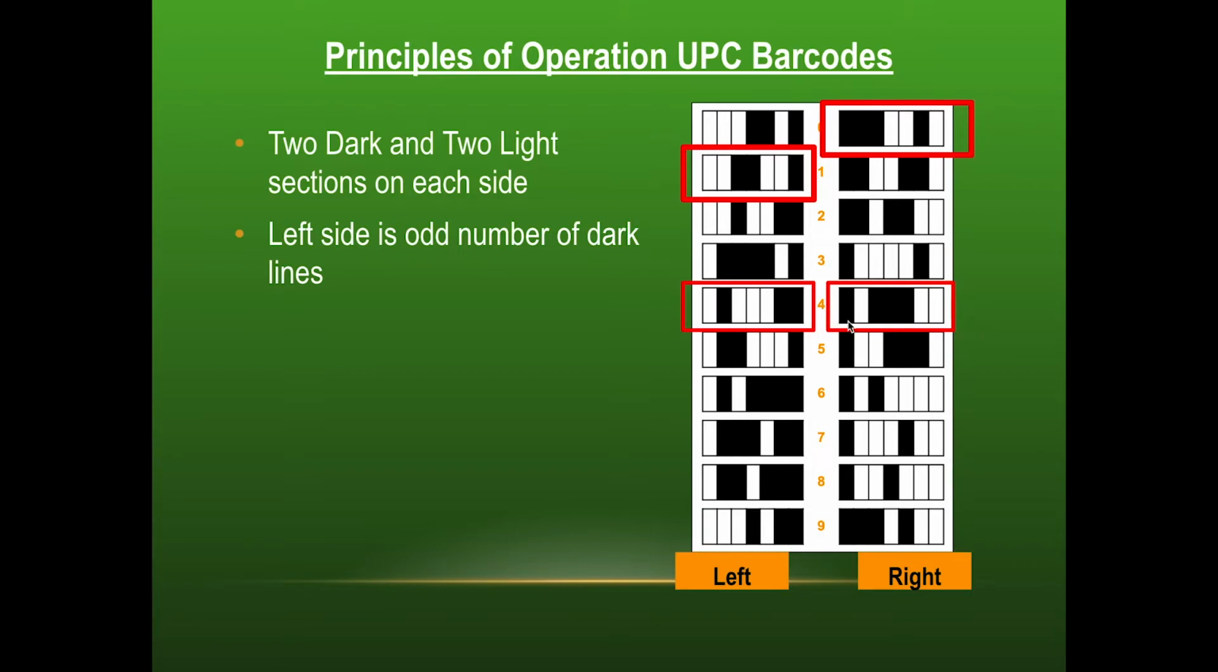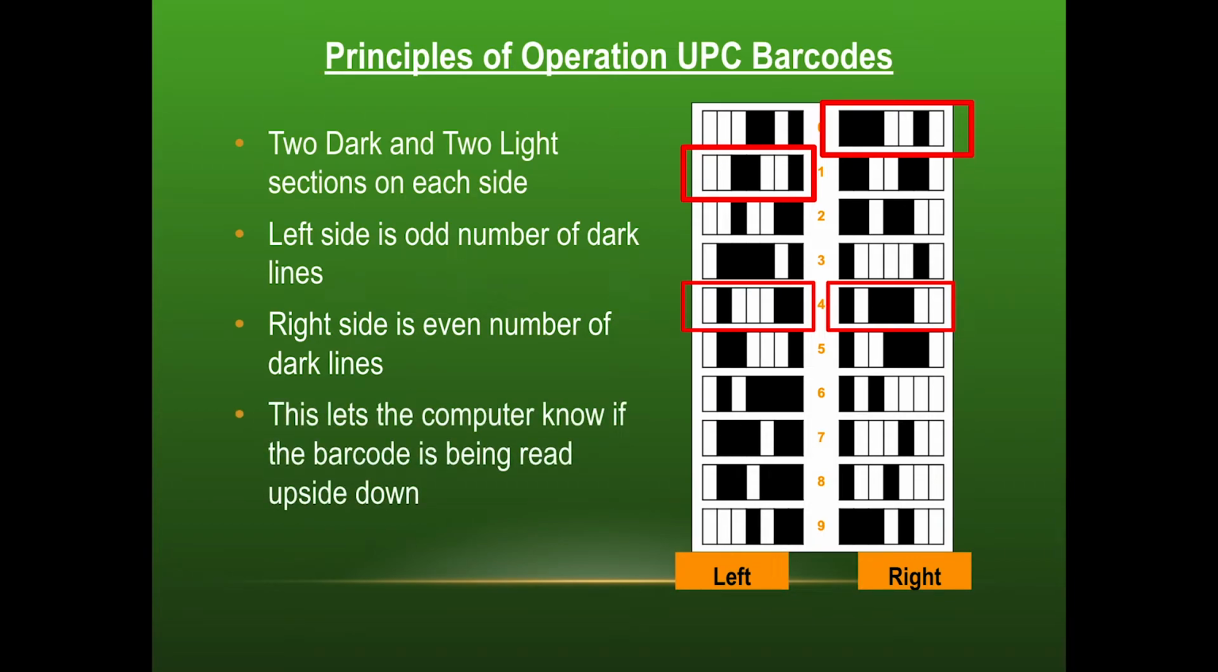So over here on the left side, we should have an odd number of dark lines. So 1, 2, 3. So there are 3 dark bits on this one. On the right-hand side, we should have an even number of dark lines. So an even number of dark bits or true bits. So 1, 2, 3, 4. This might remind you of parity bits in error checking, which you do in Chapter 2 in the IGCSE. And that's because it's the same concept: the computer can know if the barcode is being read upside down or not, depending on the number of true bits that are found on the left or the right.